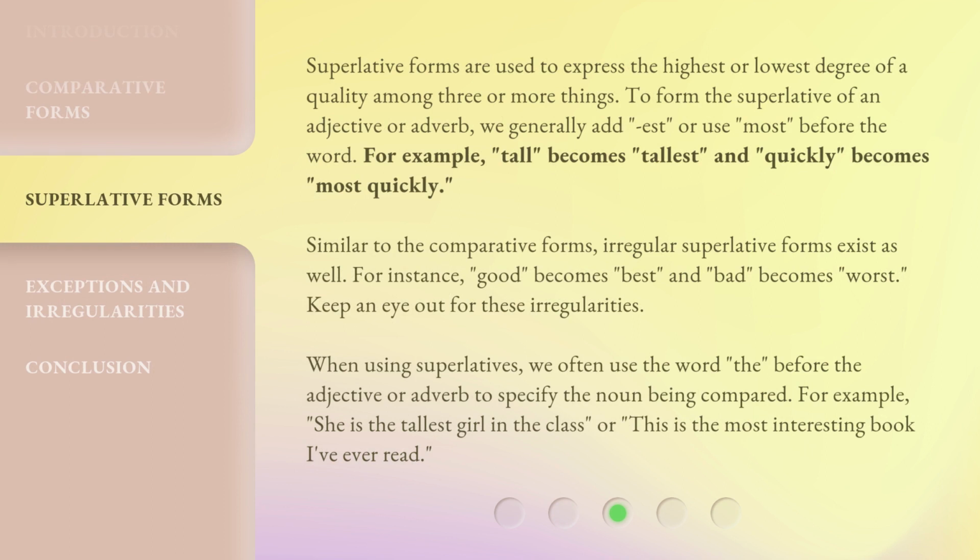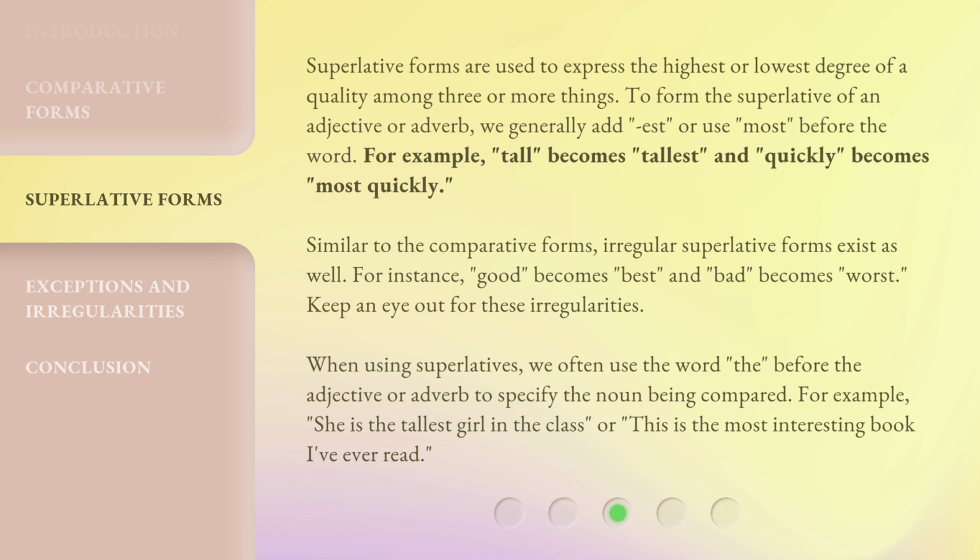Superlative forms are used to express the highest or lowest degree of equality among three or more things. To form the superlative of an adjective or adverb, we generally add -est or use most before the word. For example, tall becomes tallest, and quickly becomes most quickly.